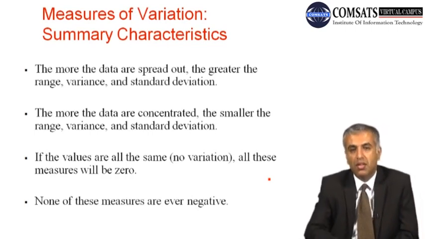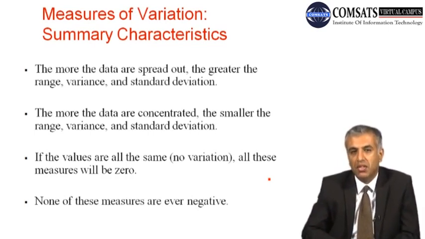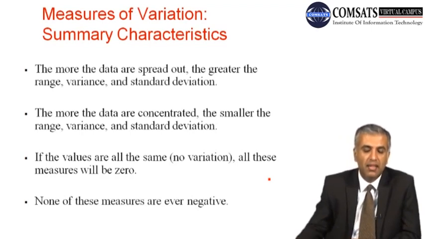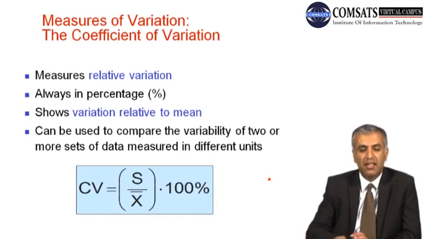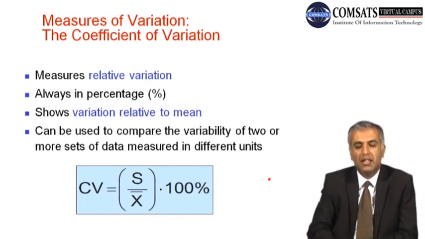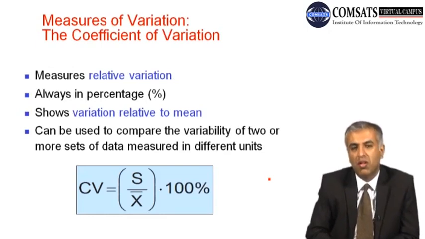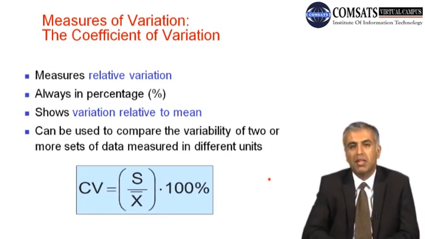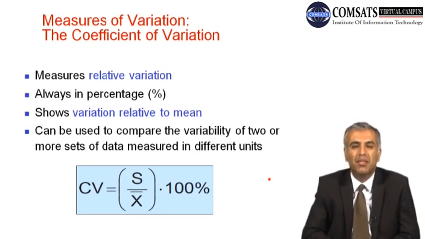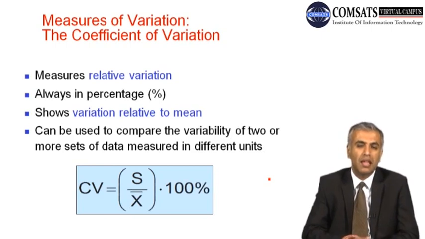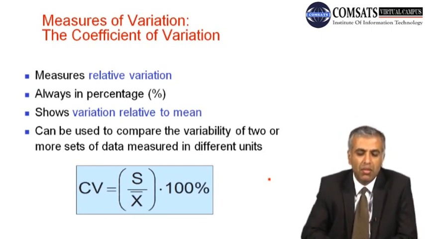So these are the most important concepts of measures of variation. Another important aspect of measures of variation is the coefficient of variation. The coefficient of variation is also a relative term. So basically we are trying to portray the same information in terms of percentage. This again shows us the variation relative to the mean.